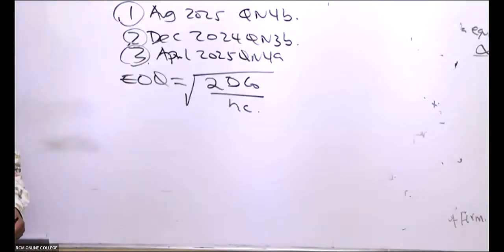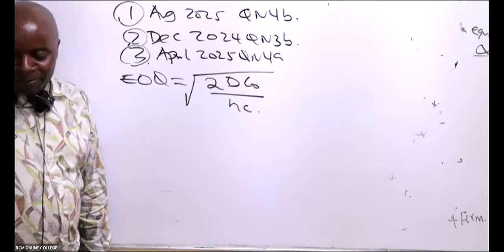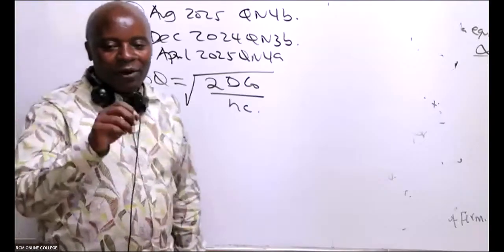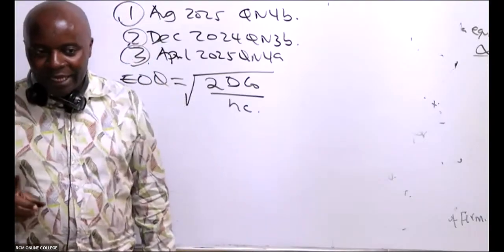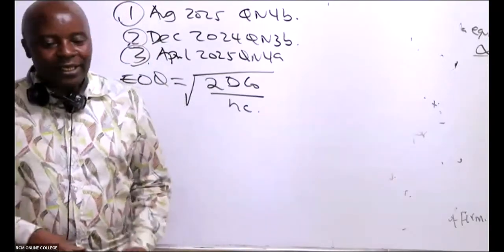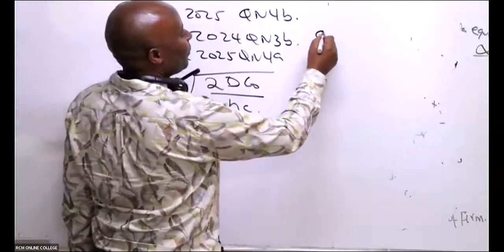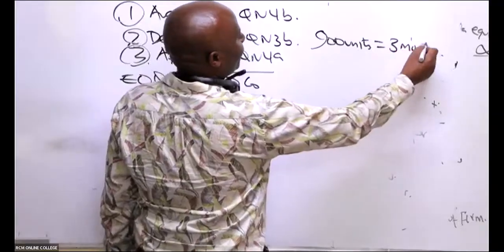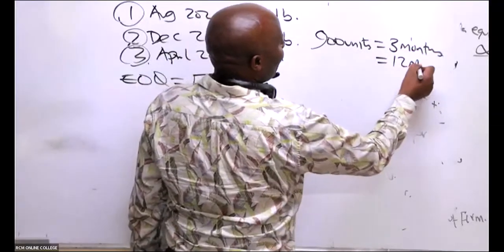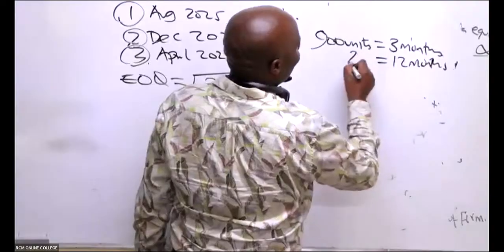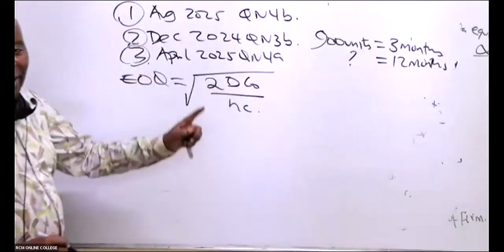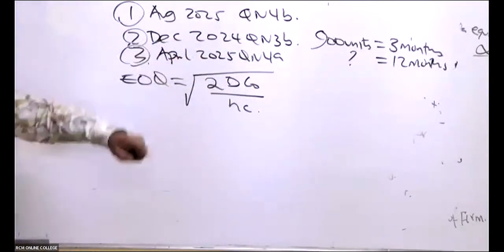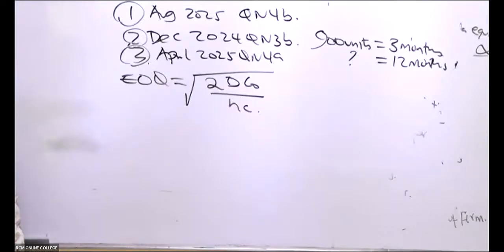It will be 3,600, yes. Because they have told you that they are consuming 900 units every what? 3 months. So 900 units equals 3 months. How about 12 months? Because you see, D has to be annual demand. D must be annual demand.